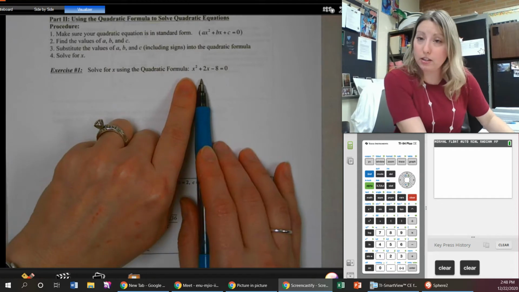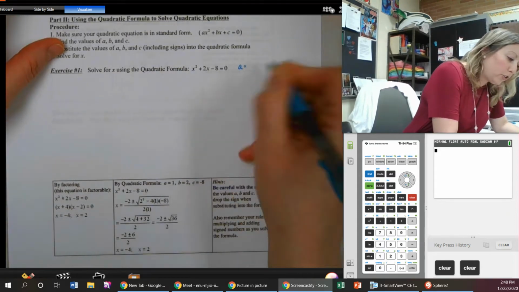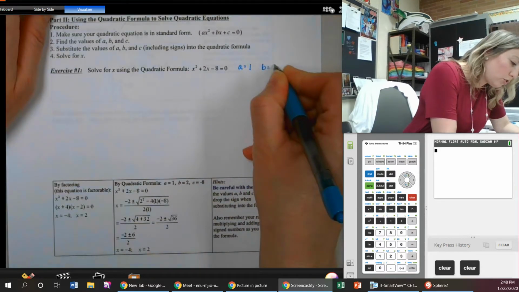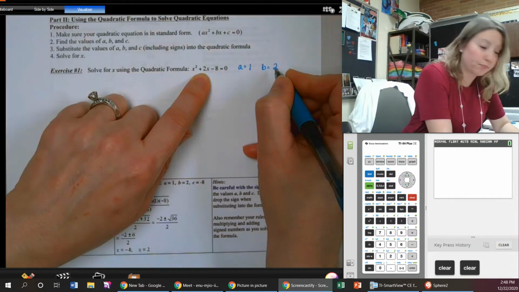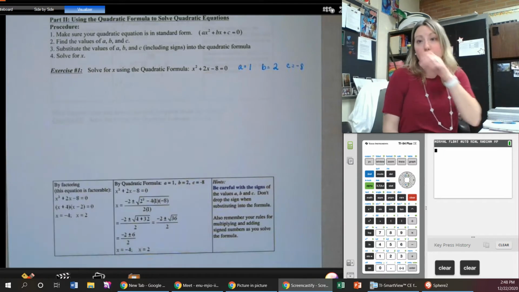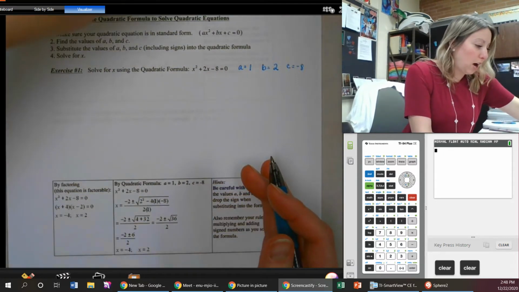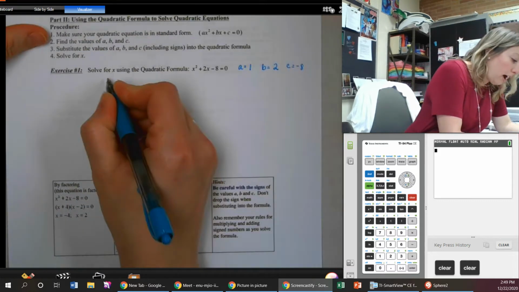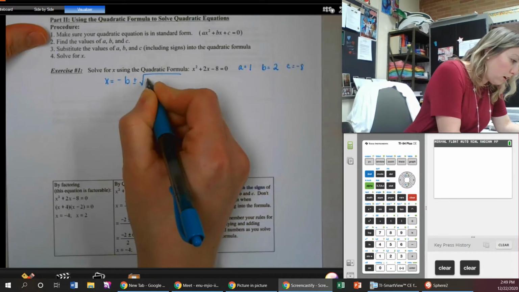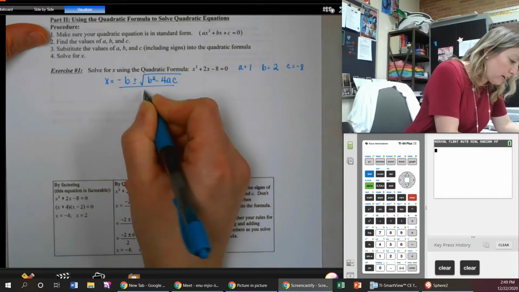Speaking of, it is in standard form, so let's begin by naming the a, which is 1. The number in front of x squared is 1. The b, which is 2. The number in front of x is 2. And the c, which is negative 8. So we take the sign too. Don't forget that part. Now, rewrite, because you want to make sure you have it memorized, x equals negative b plus or minus the square root of b squared minus 4 times a times c, all divided by 2a.